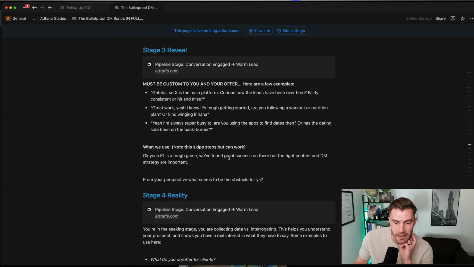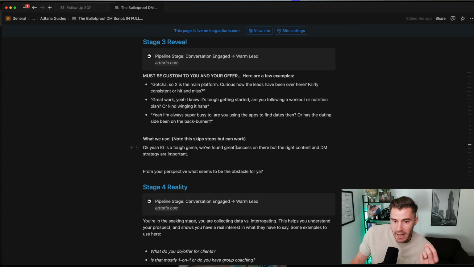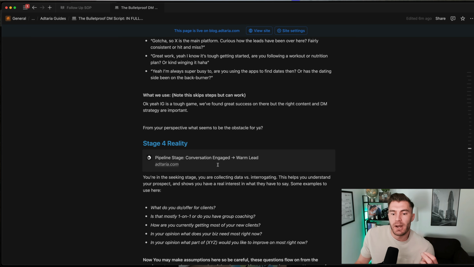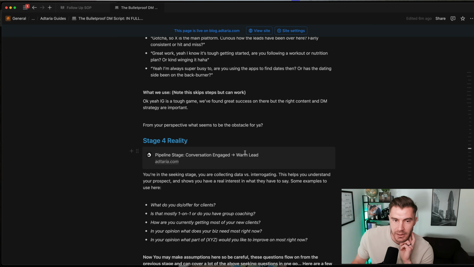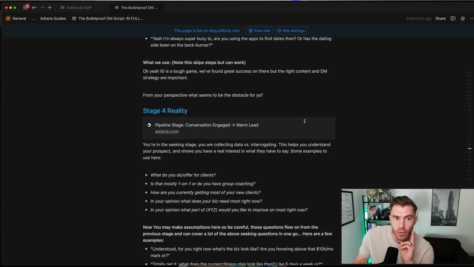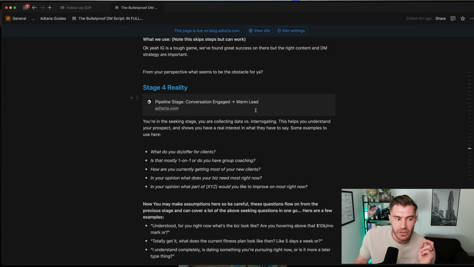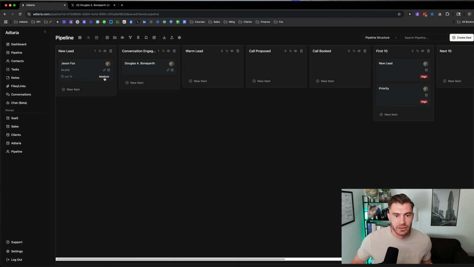Just trying to understand. Now that we've got an answer here, this is where we want to transition them into that warm lead stage, right? And it's really simple. The warm lead stage is where you've now got someone engaged. At any point in time, in your pipeline, these two, new lead and conversation engaged, should be full to the brim. You should have hundreds of people in these. The rest of these stages really should be cleared out as often as possible.